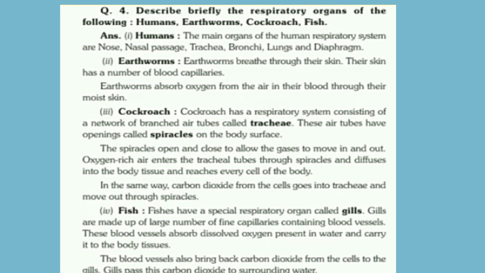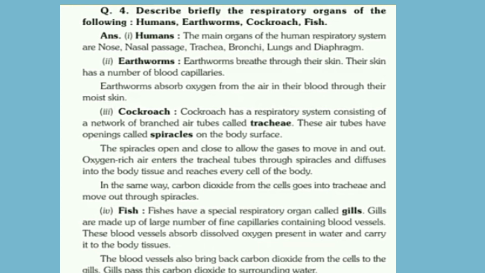Third, cockroach. Cockroach has a respiratory system consisting of a network of branched air tubes called trachea. These air tubes have openings called spiracles on the body surface. The spiracles open and close to allow the gases to move in and out. Oxygen-rich air enters the tracheal tubes through spiracles and diffuses into the body tissues and reaches every cell of the body. In the same way, carbon dioxide from the cells goes into trachea and moves out through spiracles.